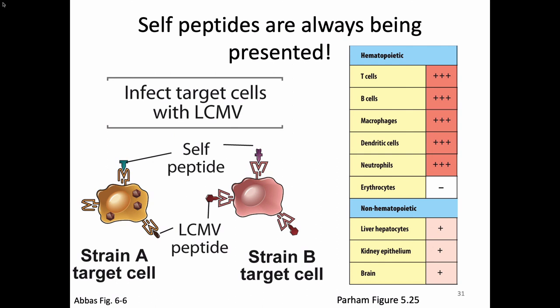So this process that I'm showing you here happens to self-peptides as well as non-self-peptides. It's the T cell later that's going to care about the difference. But what you can also imagine is if something goes wrong with the T cell, we're a little bit at risk because we're presenting so many self-peptides all the time.